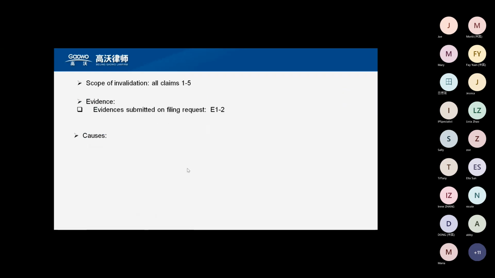The scope of my invalidation is to invalidate all the claims, number 1 to number 5. Evidence on the date of filing the request, I submitted evidence 1 and 2. Within the 1 month grace period, I supplemented evidence 3 to 5.